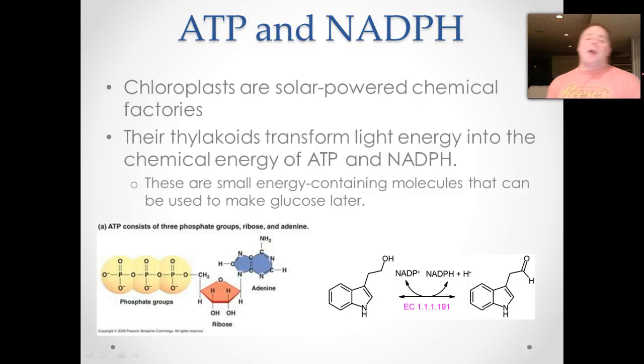Regarding two of the products of the light reactions, the first half of photosynthesis, we have ATP and NADPH. So ATP is an energy source, NADPH is what we call an electron carrier, and you'll see why that's important a little bit later. Okay. Well, it turns out the structures of these things are incredibly important to their function. So let's focus on ATP first.